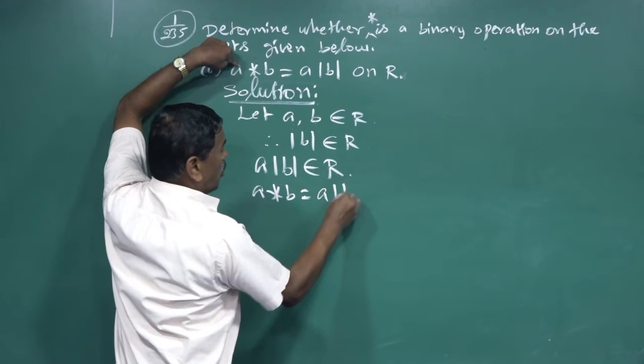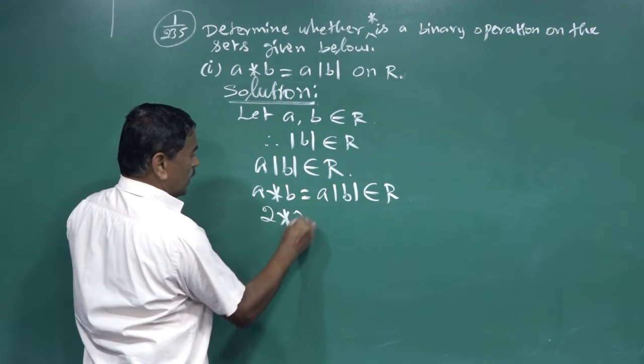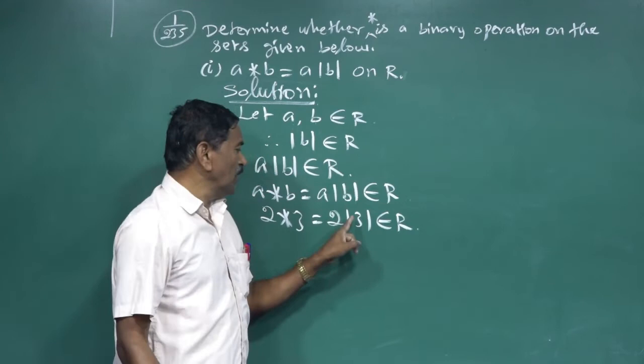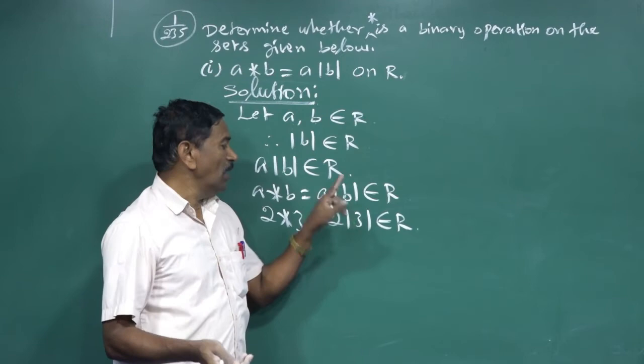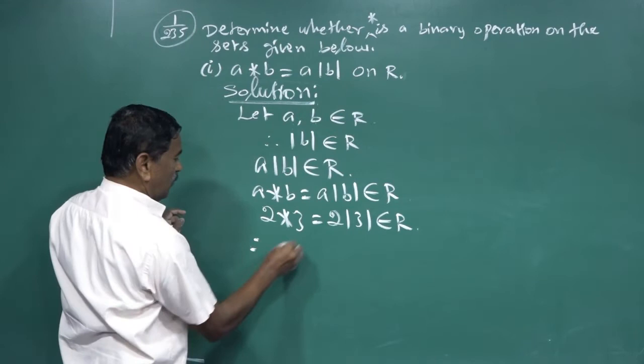For example, 2 star 3 is equal to 2 into modulus 3, which belongs to R. Here 3 belongs to R, and modulus 3 also belongs to R, because modulus 3 equals 3. So therefore, star is a binary operation on R.